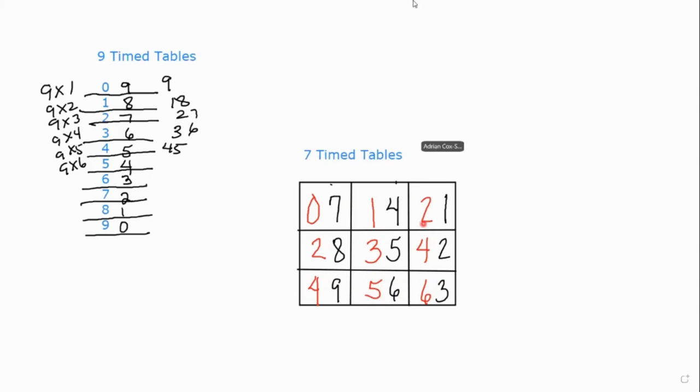So this is one way you can memorize your sevens. Go through and make a 3x3. You know, 3 rows, 3 columns. Okay, start all the way on the right-hand side. 1, 2, 3, 4, 5, 6, 7, 8, 9. And then start from your left side.